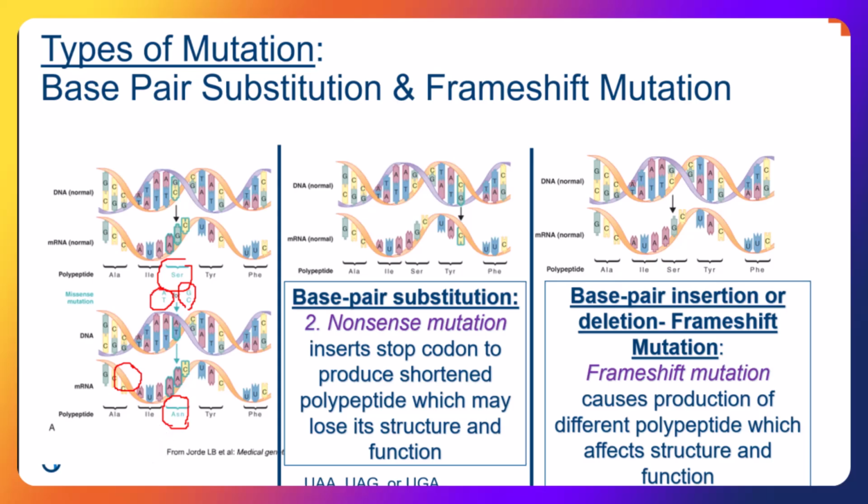Next up is a nonsense mutation. When we talk about nonsense mutations, it's still a base pair substitution like we talked about here. But this one inserts a stop codon, a group of 3 nitrogenous bases, to produce a shortened polypeptide, and that shortened polypeptide from normal may lose its structure or function. So what does that mean?